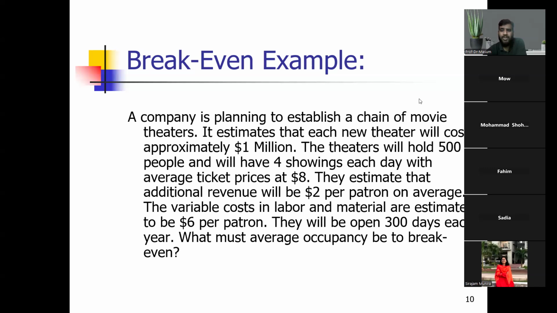So, what are the information we need to calculate the break-even? What are the information do you need to calculate the break-even? Who can tell me? Can anybody tell me? To calculate the break-even, what are the information do you need?